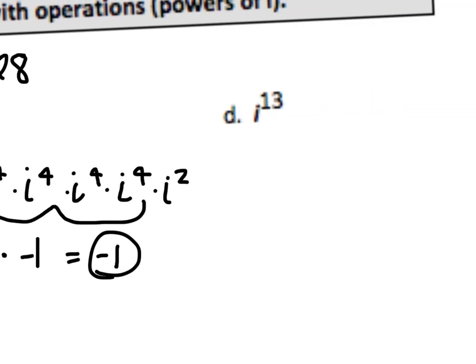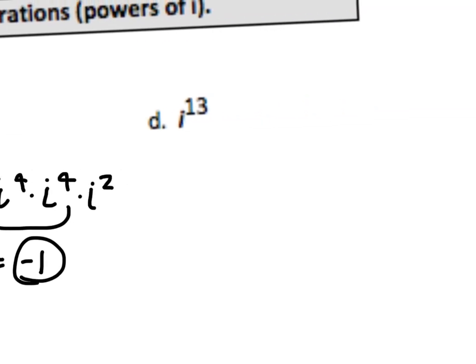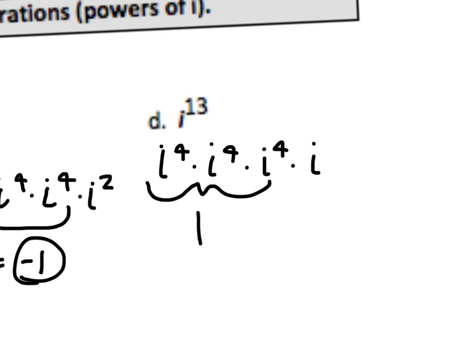Okay, last one here. i to the 13th, same thing. So i to the 4th, i to the 4th, i to the 4th. That's going to get me 12, and then I need 1 more. So i to the 4th 3 times is still going to be 1, and then i is just i. So your answer is just going to be i.